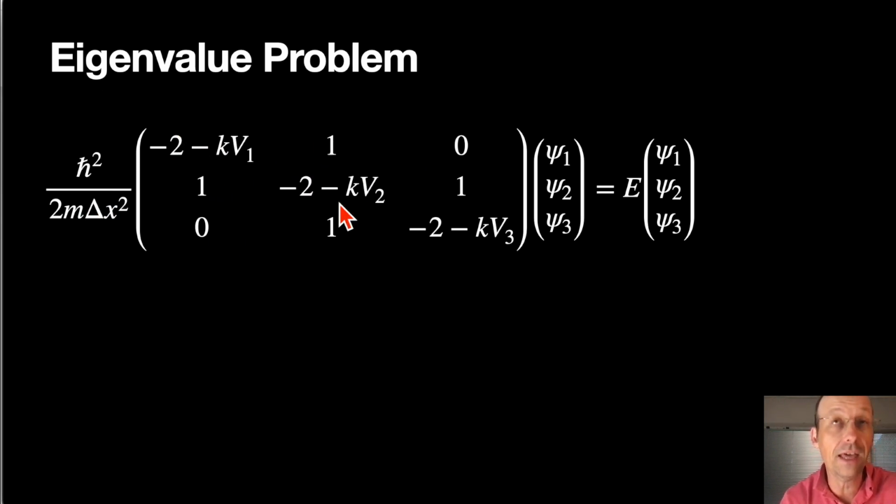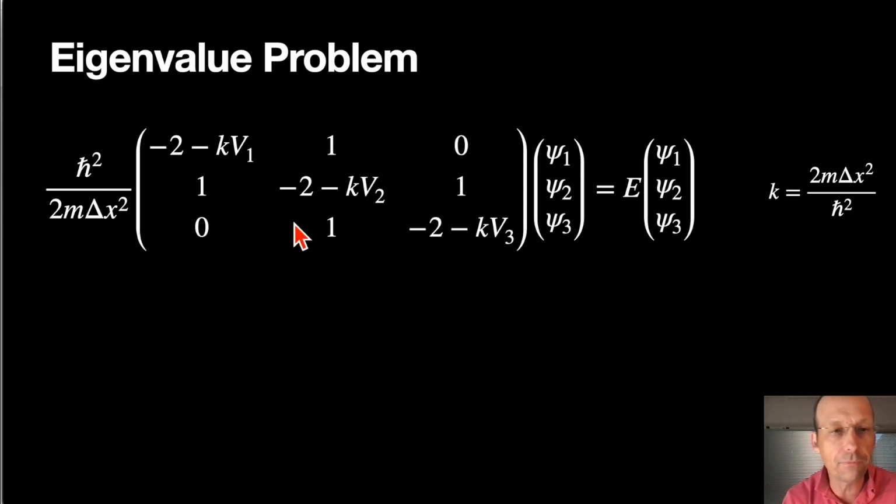And then everything else after that would be 0. Okay, and I multiply by a vector. I put psi 1, psi 2 as a vector, and that's going to be equal to E times a vector. And this is a really important problem, right? Because I have a matrix times a vector gives me a scalar times a vector. That's the eigenvalue problem. But let's just see how that works for a couple of these equations.